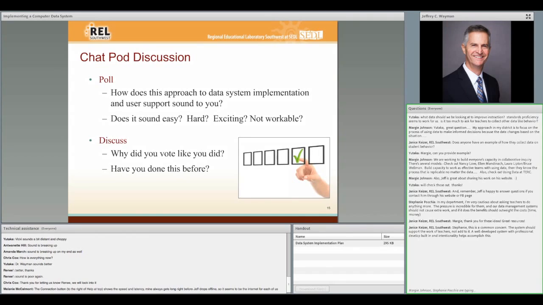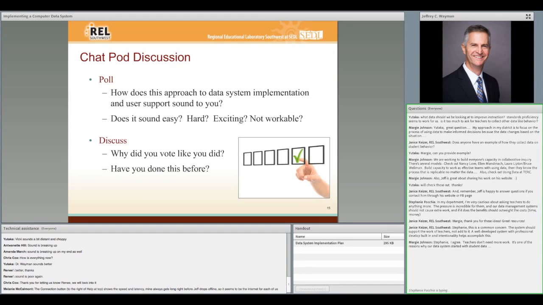But first, let's do another chat pod. We're going to do this just like we did before. There's going to be a poll there, and I'd like for you to vote in that poll. This one's a little different. It's got more options. It's going to ask you how the approach to data system implementation that I just described sounds to you. Does it sound cool? Hard? Scary? Exciting? Not workable at all? Very workable? Doable? You'll see some choices there, and I'd like you to weigh in.